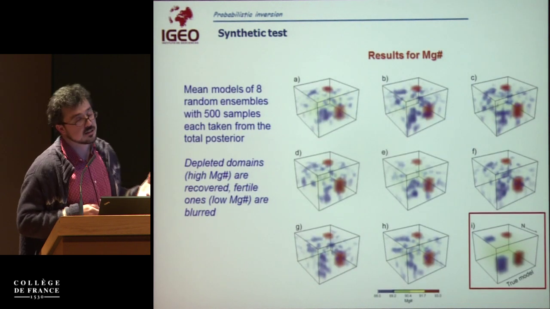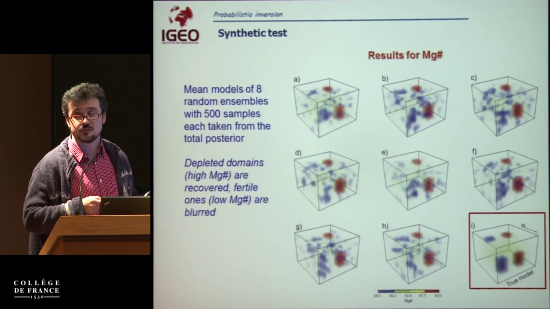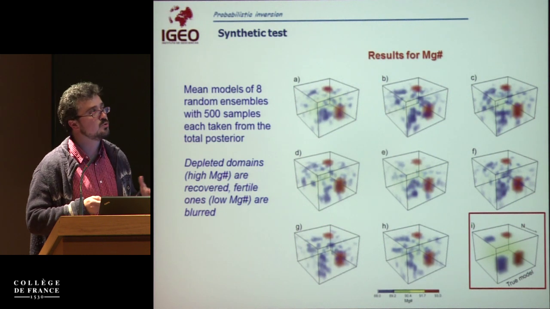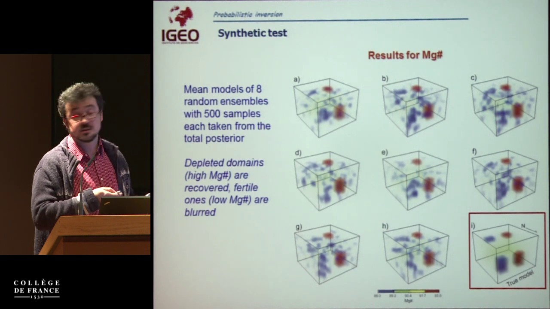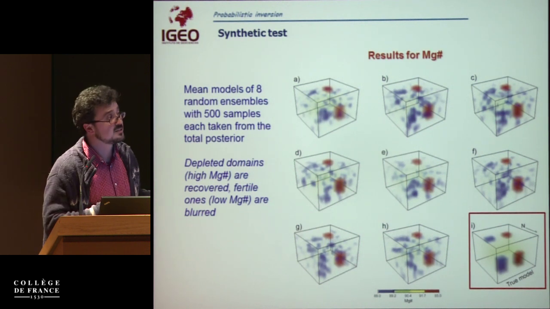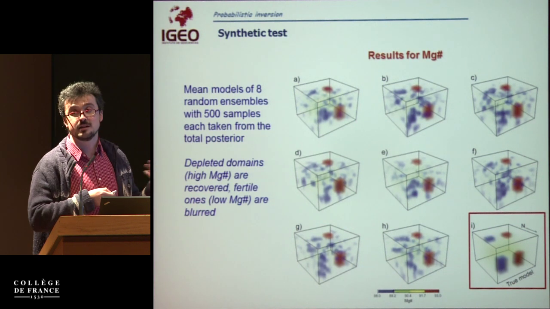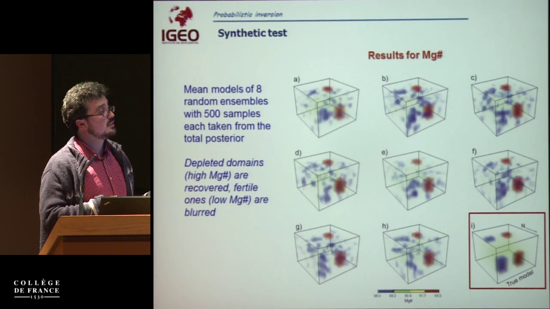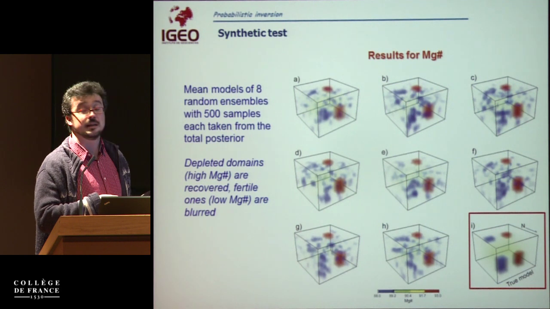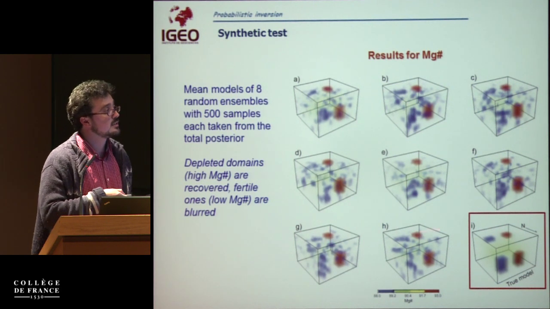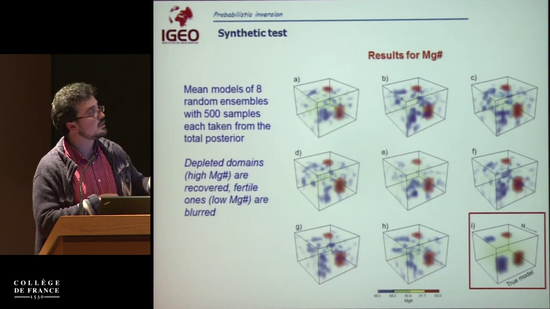For composition, things are a little bit more complicated. So, for instance, the posterior PDFs, the probability density functions, are not necessarily smooth or well-behaved. But in any case, here I'm showing you an average because it's the only graphical way of representing it. So this is the true model. Now we're seeing results for magnesium number recovery. And you can see that, in fact, the red blocks, which are the depleted blocks, are pretty much recovered. This is not the case for the fertile domains, which are blurred all around.